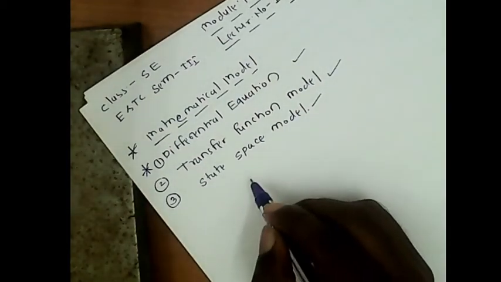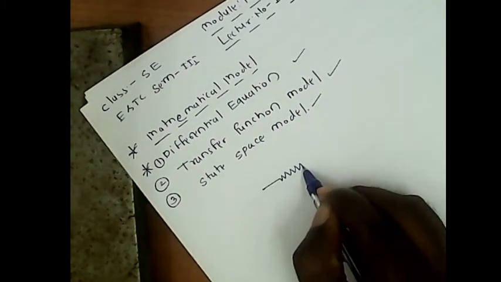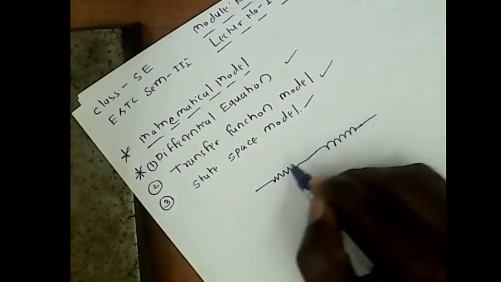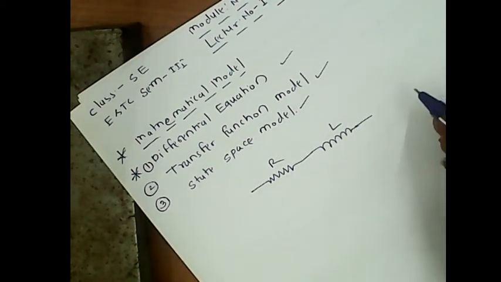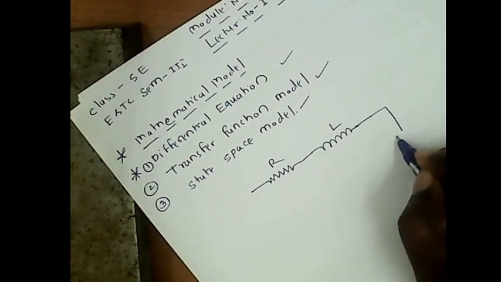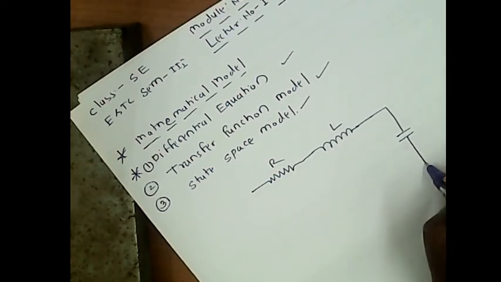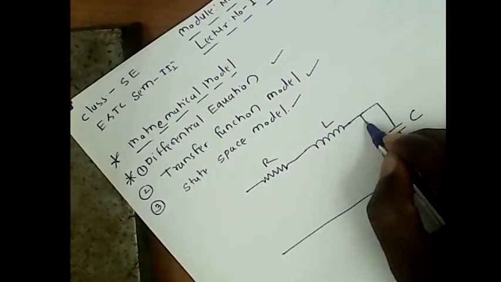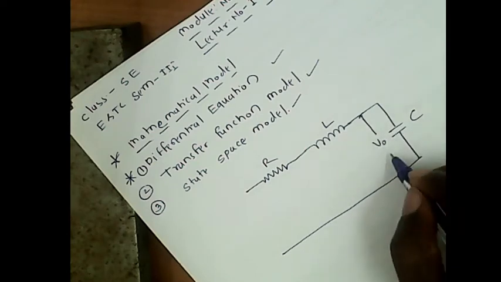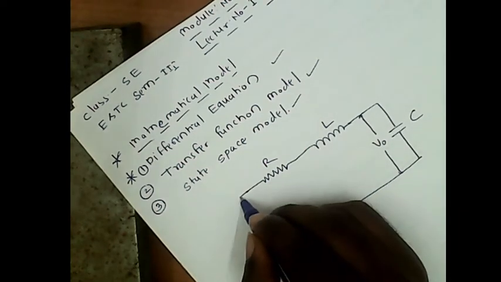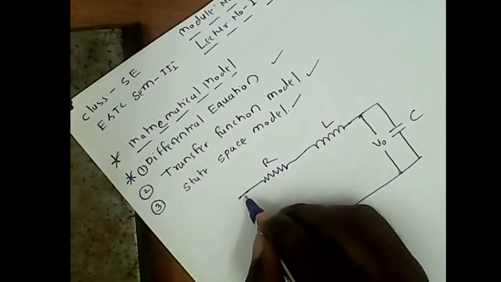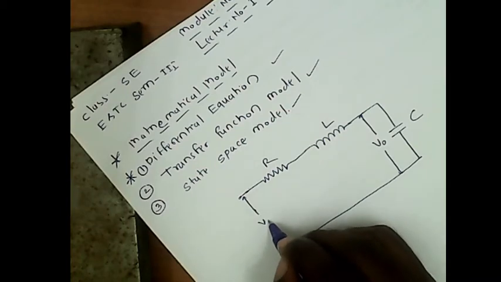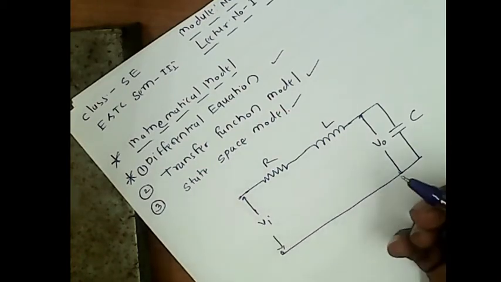an RLC electrical circuit. See here, this is R, this is the inductor, then the capacitor, which is denoted by the letter C, and the voltage across the capacitor, which is the output voltage measured across this capacitor, that is V0, and the input voltage, that is Vin, which is measured across the R and L components.